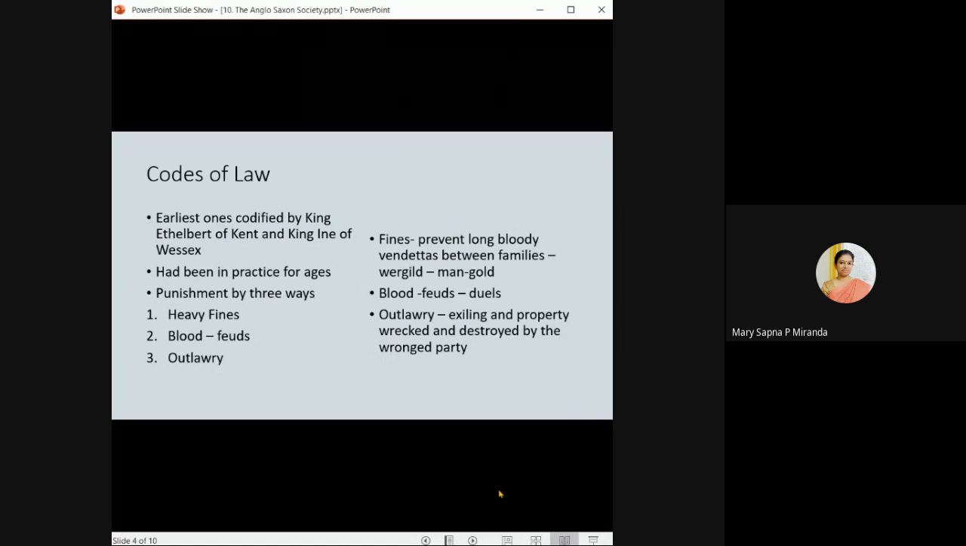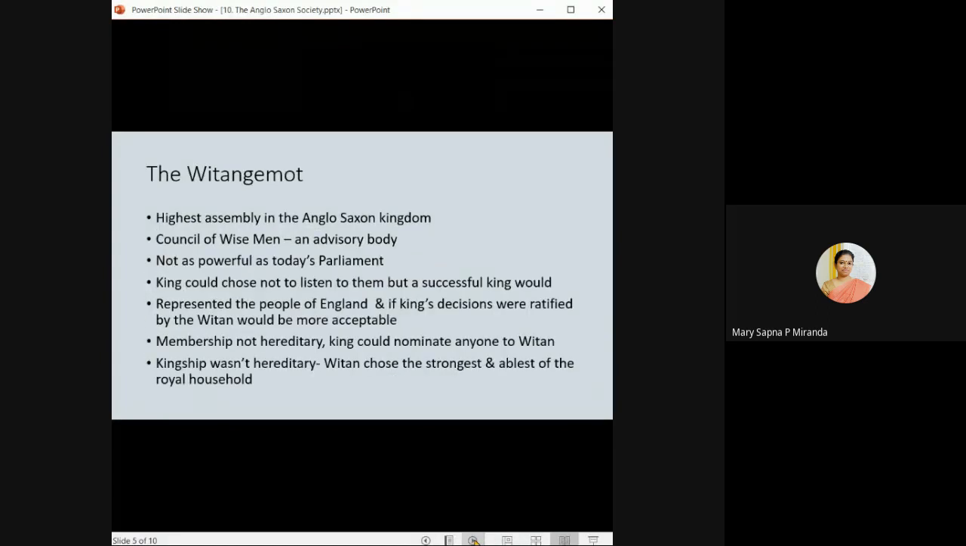So this was how disputes and problems were settled during those days. Now, there was this council of wise men called the Vitangamot. The Vitangamot, in short, you call it the Vitan. So, what is this Vitangamot? It's the highest assembly in the Anglo Saxon kingdom, a council of wise men. It was like an advisory body.